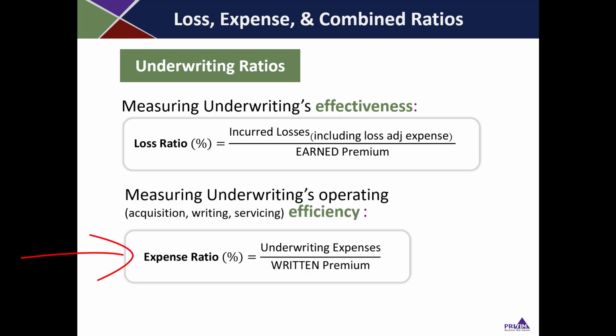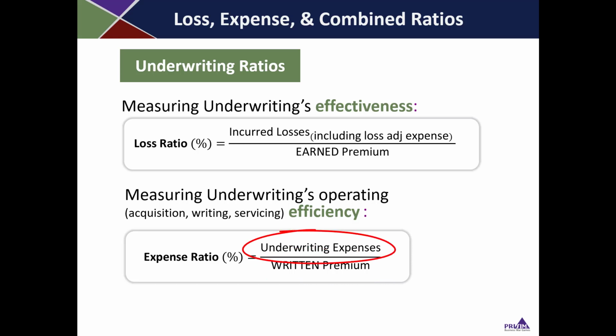And now the expense ratio. This metric shows how effectively the business is managing the expenses to acquire, write, and to service policies, and is calculated as underwriting expenses divided by written premium. And in this case, you'll notice that the denominator is written premiums, not earned premiums.